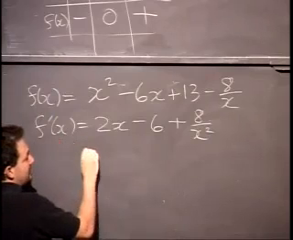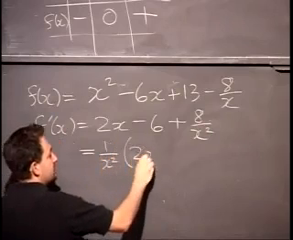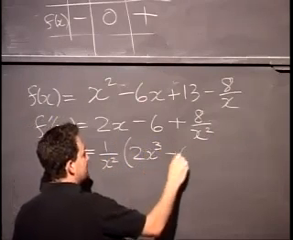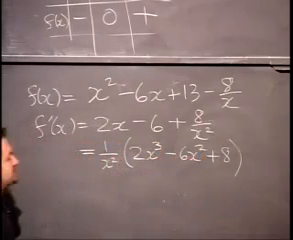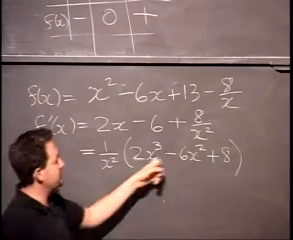And so now, I guess what I'll do is I'll pull out the 1 over x squared and write this as 2x cubed minus 6x squared plus 8. And this is a little bit unfortunate because, well, why is this unfortunate? It's unfortunate because we have another cubic to solve.